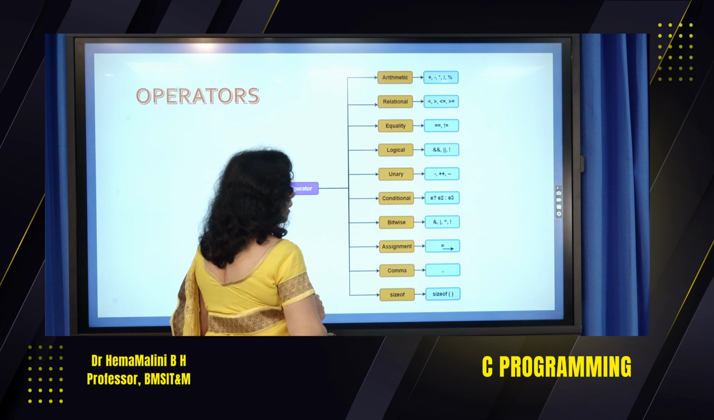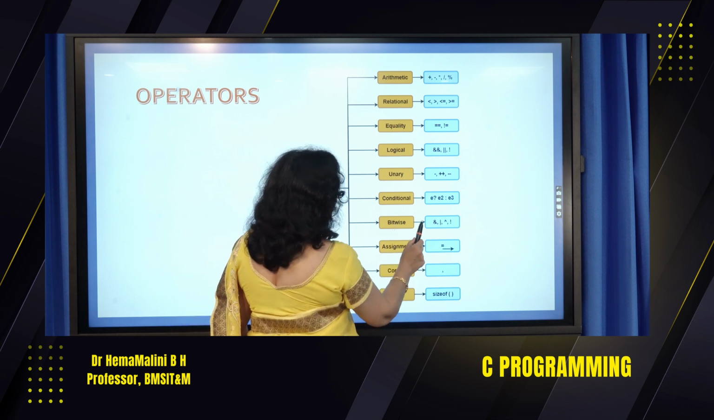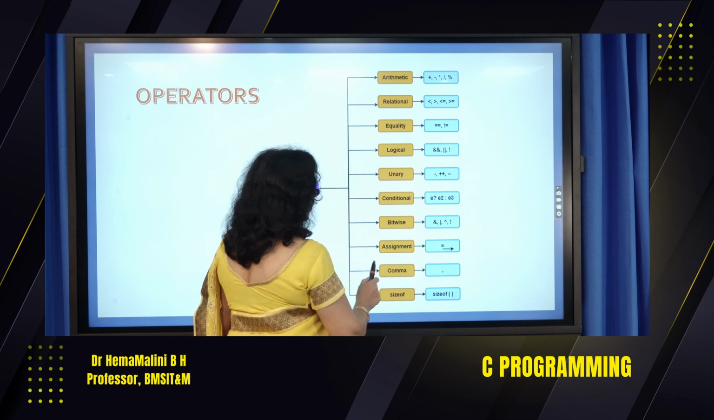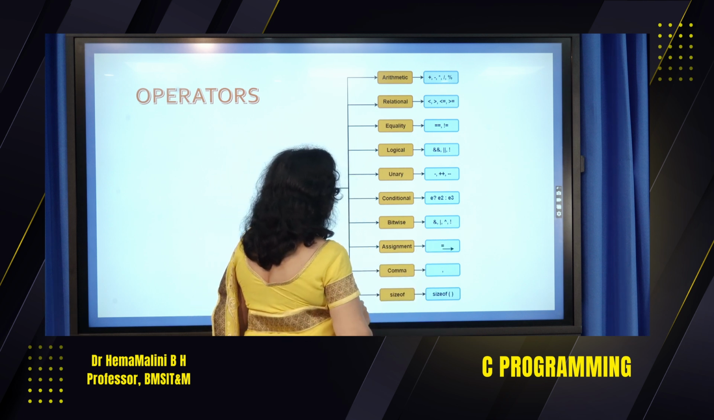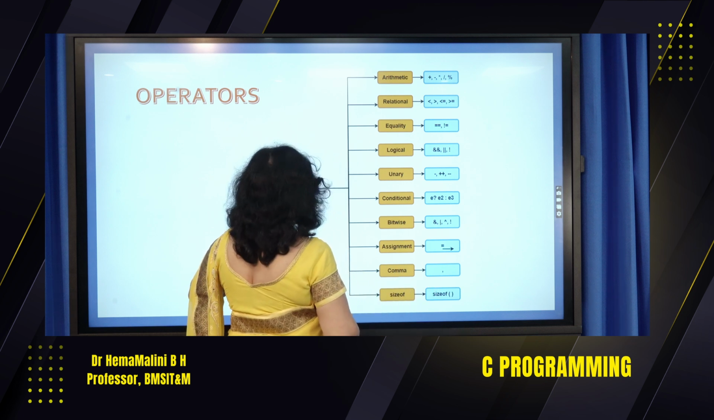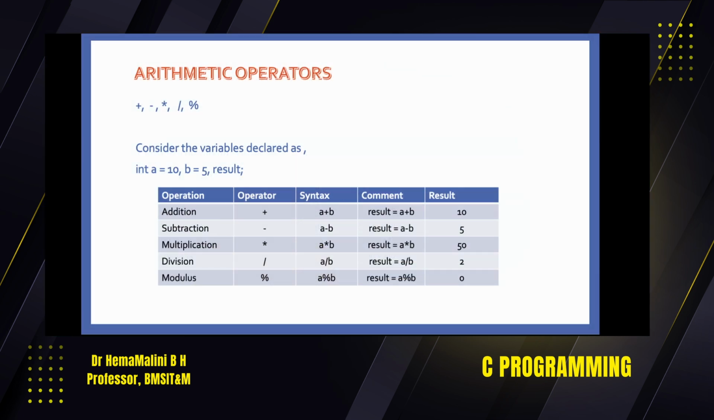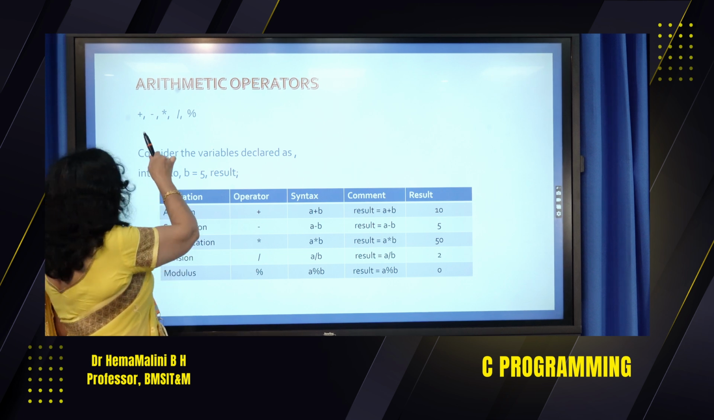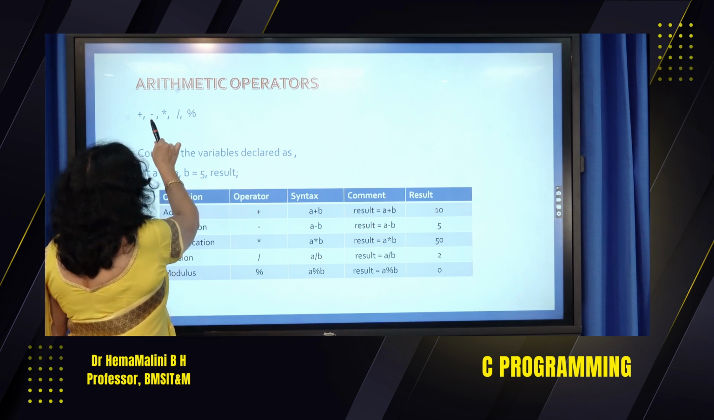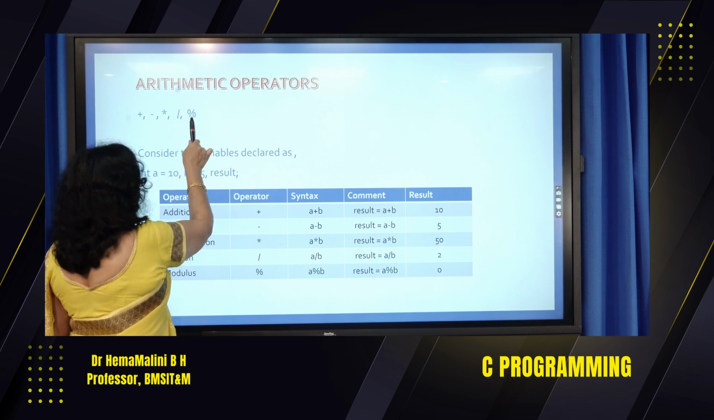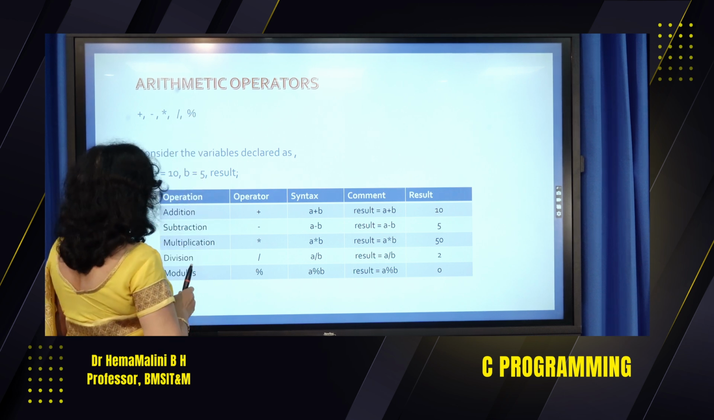Then we have bitwise operators. In bitwise we have and, or, XOR, not. Assignment operator is equals. Comma operator, then we have the sizeof operator. So let's see the operators one by one. First let's see the arithmetic operators. The arithmetic operators are plus, minus, star, which shows multiplication, slash, this is division, and modulus, this gives the remainder.